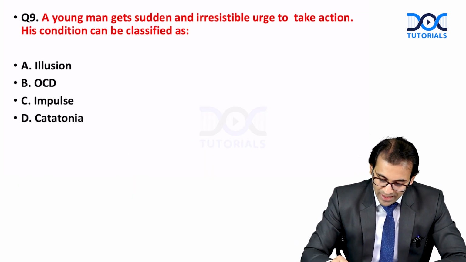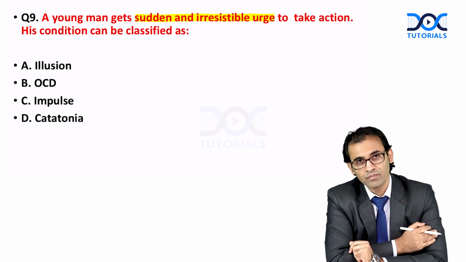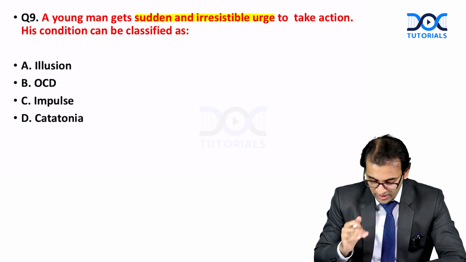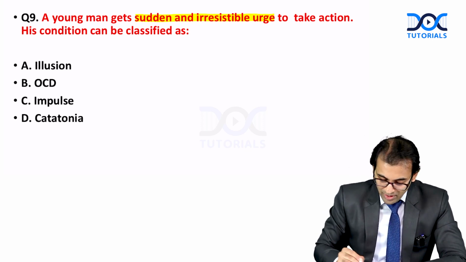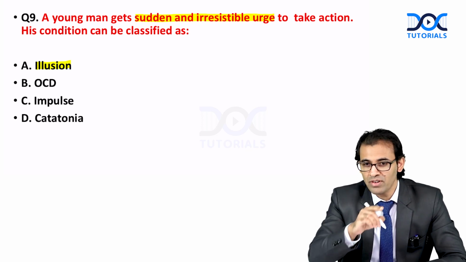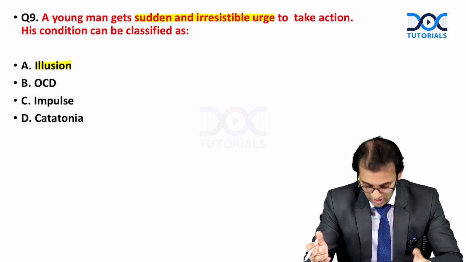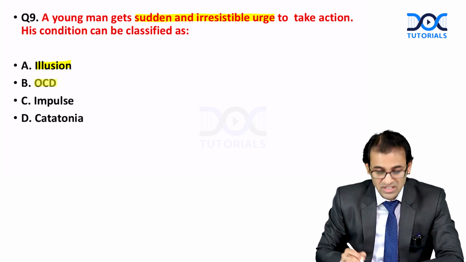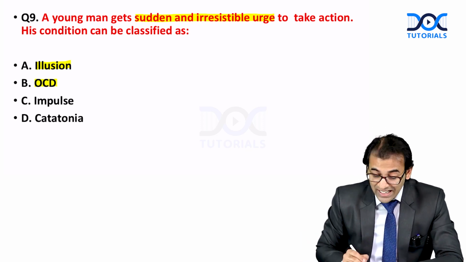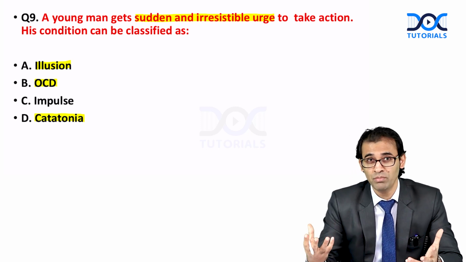Now, a young man gets sudden and irresistible urge to take any action. What can it be said? Remember, out of these 4 options: illusion, OCD, impulse, catatonia. Illusion is what? False perception of a real object. Suppose after seeing a rope, if a person is getting scared, oh my god, a snake, a snake, that is illusion. What about OCD, obsessive and compulsive type of disorder, like OCD of contamination? What about catatonia? I have taught you during schizophrenia class, catatonia, motor symptoms.